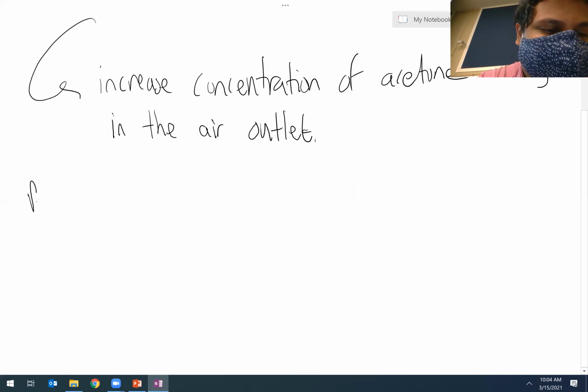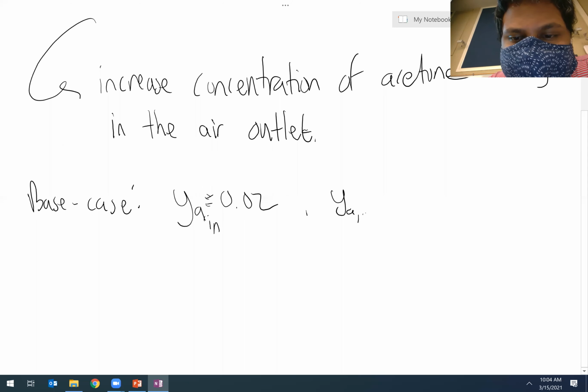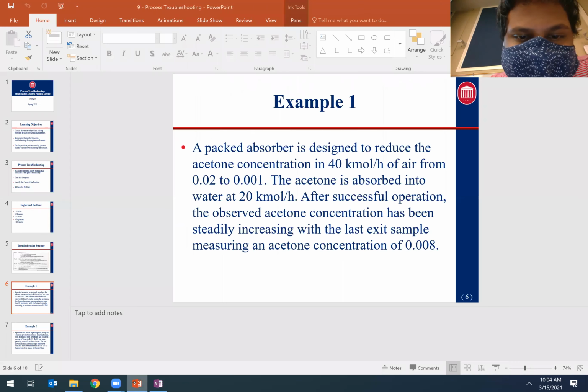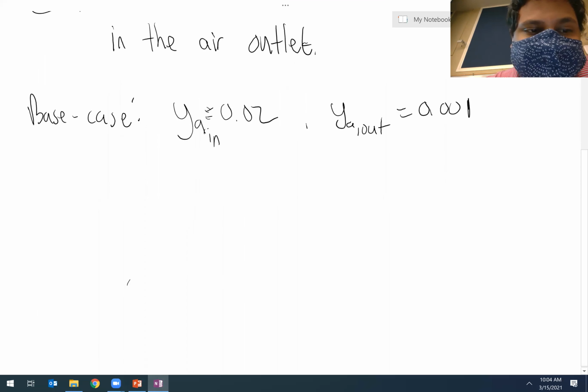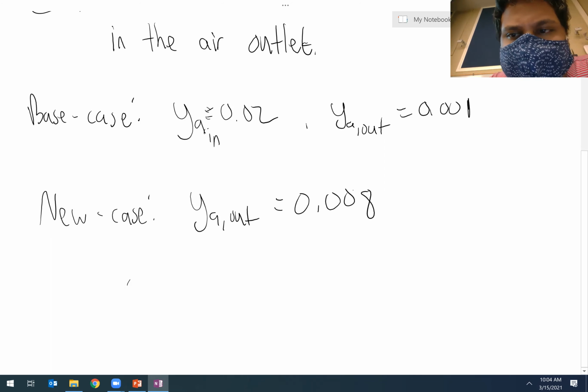where our base case had the acetone concentration going from 0.02 to 0.001. Double check that. And now our new case, our YA out was about 0.008. So an 8-fold increase in the outlet concentration of acetone.